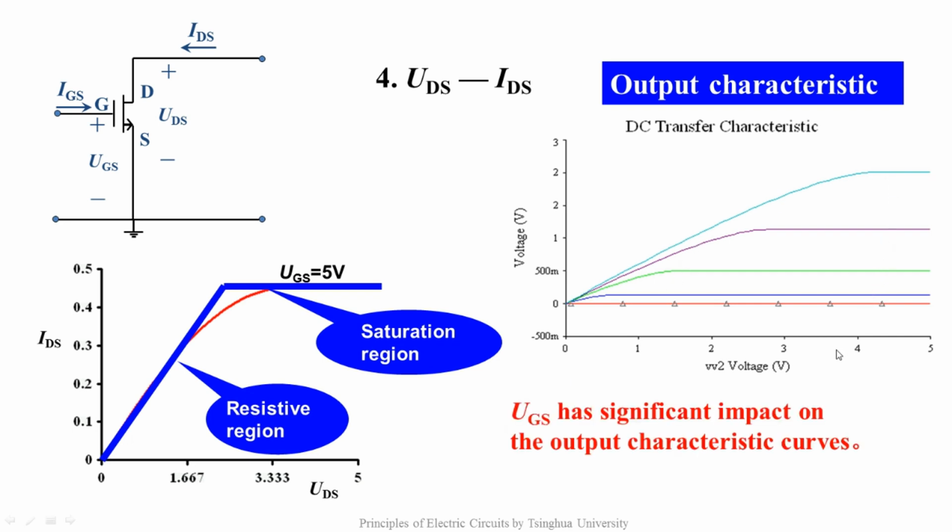According to the previous lectures and these simulation curves, we can see UGS has a significant impact on the output characteristic curve. Whether the value of the controlled current source or the controlled resistance are both influenced by UGS.